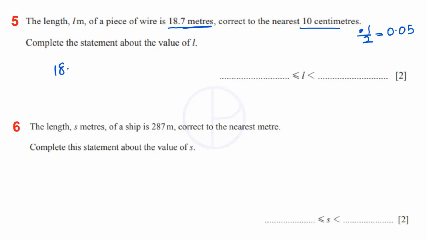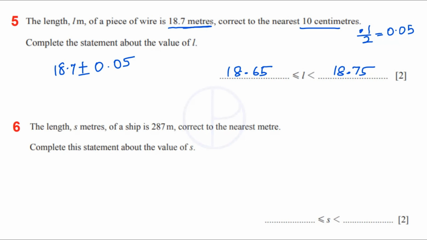So 18.7 plus or minus 0.05. The lower bound is 18.7 minus 0.05, which is 18.65. The upper bound is 18.7 plus 0.05, which is 18.75.